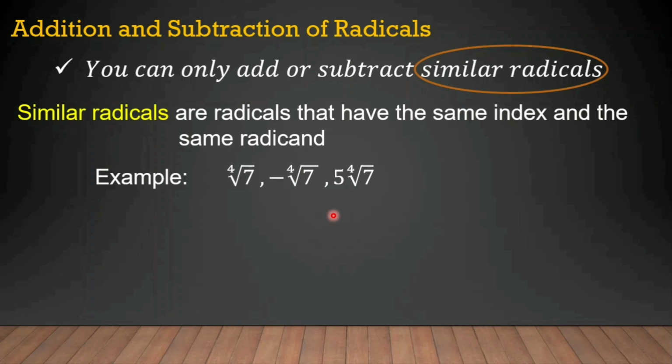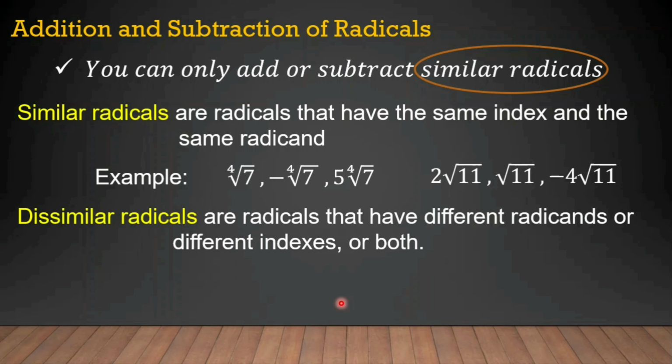As you can see in our first example, the radicals have the same index, which is 4, and also the same radicand, which is 7. Another example of similar radicals is 2 the square root of 11, the square root of 11, and negative 4 the square root of 11.